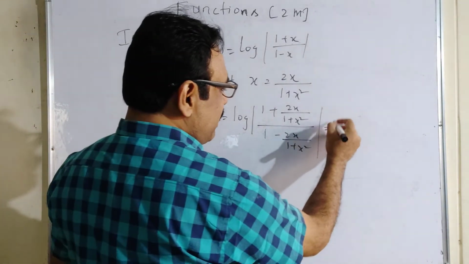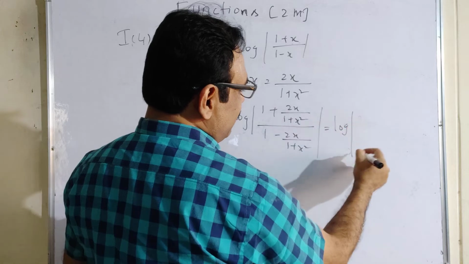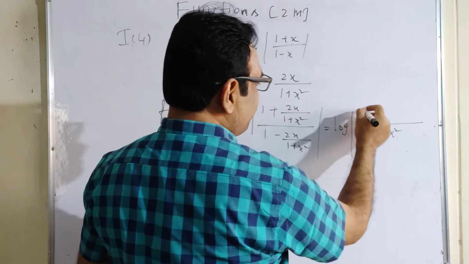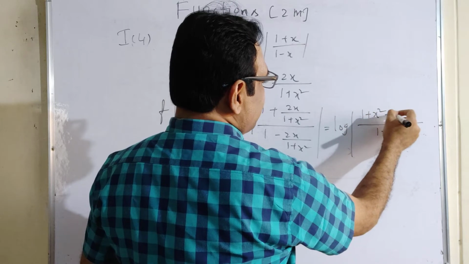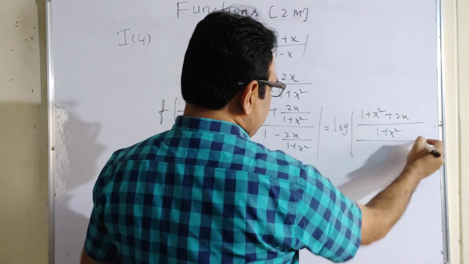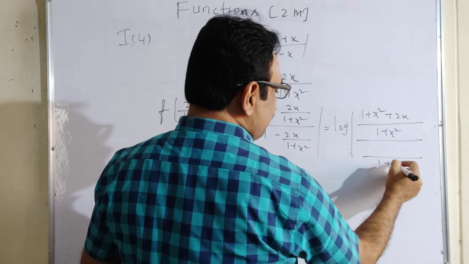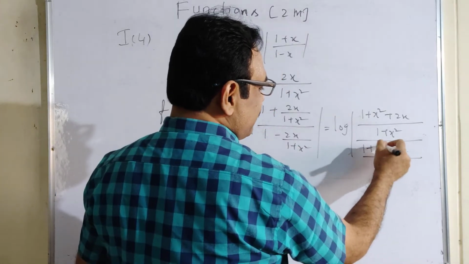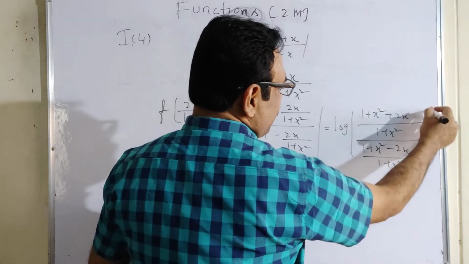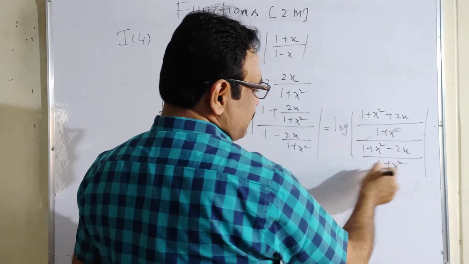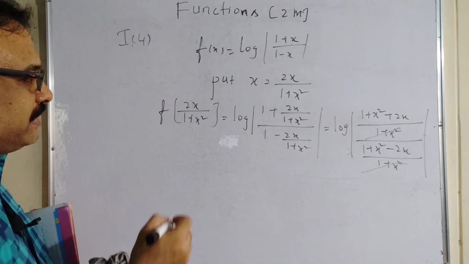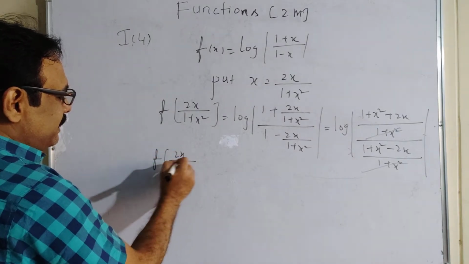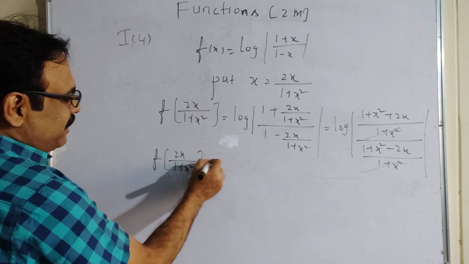In continuation, I'll be taking logarithm of modulus, and I'll take 1 plus x square as LCM. Here you're going to get 1 plus x square plus 2x, and here also 1 plus x square as LCM: 1 plus x square into 1, this is 1 plus x square, and this is minus 2x. The 1 plus x square terms get cancelled. Therefore, what you are going to get is f of 2x by 1 plus x square.